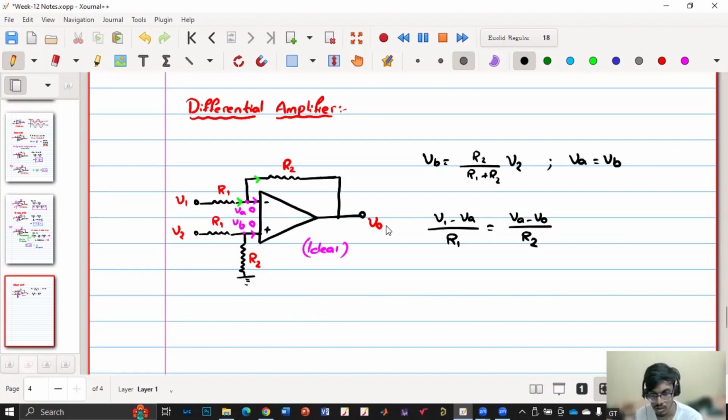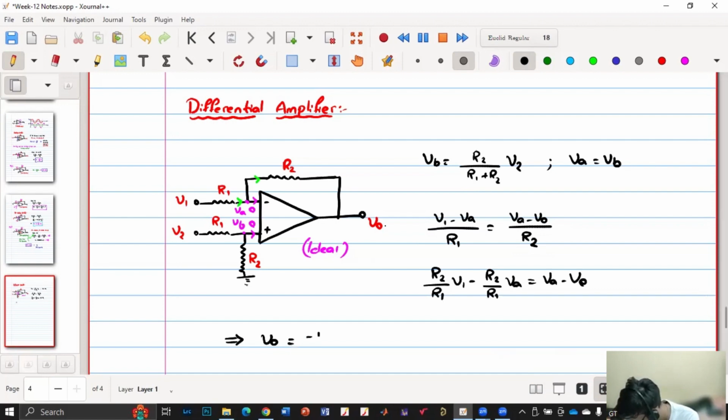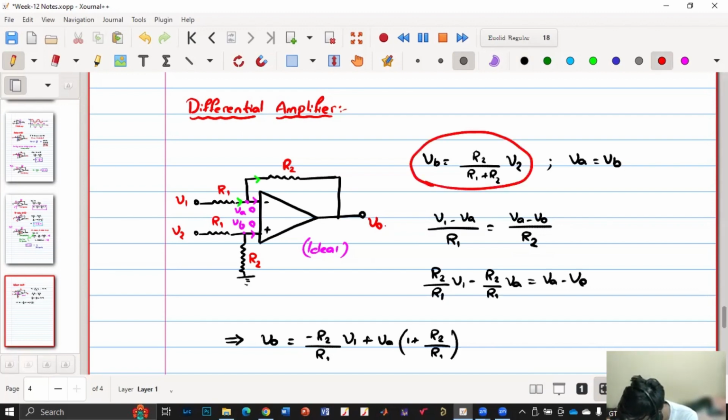Right. So if I multiply by R2 by R1, we'll get R2 by R1 into V1 minus R2 by R1 into VA is equal to VA minus V0. If we bring V0 to the LHS and keep everything else on the RHS, we'll get V0 equals minus R2 by R1 into V1 plus VA into 1 plus R2 by R1. And this is our VA, right? Which is also equal to VB. So you substitute this here.